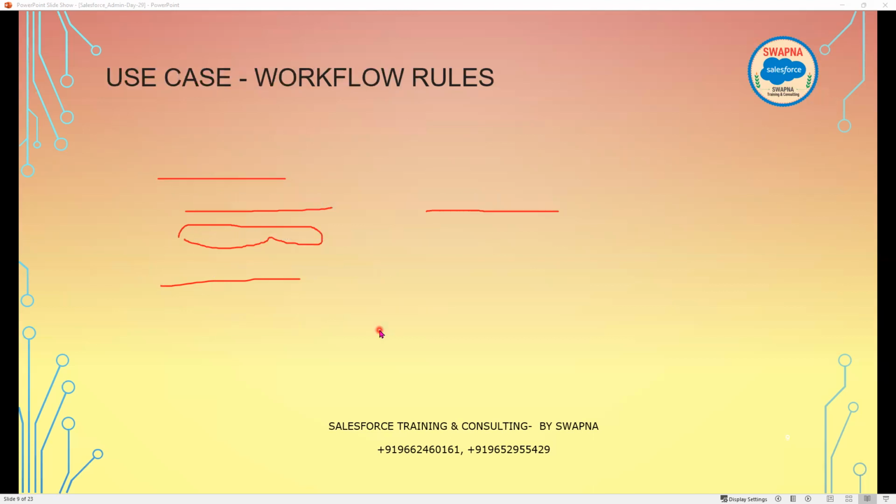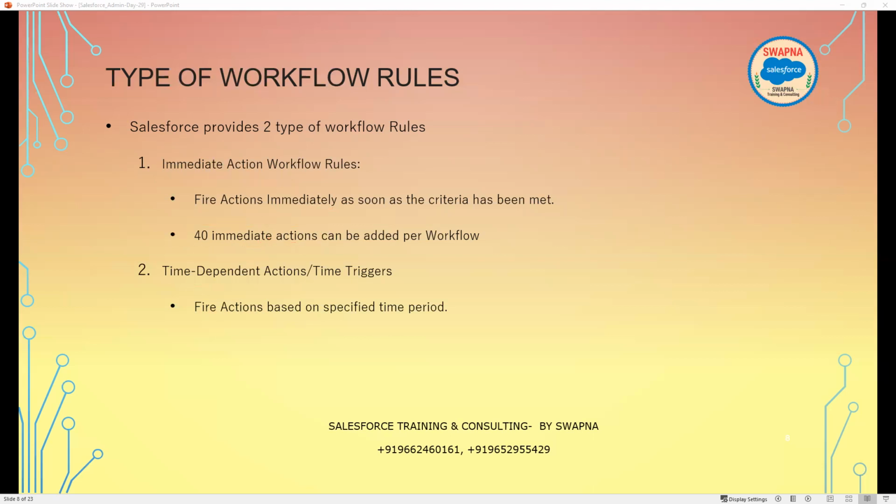These are the two types of workflow rules: an immediate action workflow and a time dependent one. In any automation tool, there is immediate and time dependent. Similarly, workflow also has immediate and time dependent. There is no restriction on time dependent actions, you can add as many as you like, but for immediate actions you can add 40. Take notes of it.